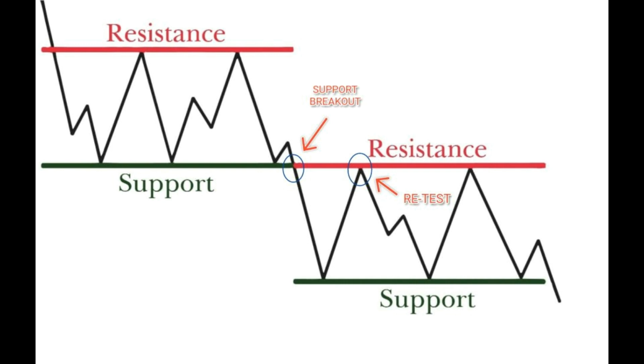When you have a breakout to the downside of a support zone, the price action tends to go back up and retest that support zone. If it gets rejected at the retest and the price action continues downward, your previous support would now become your resistance.